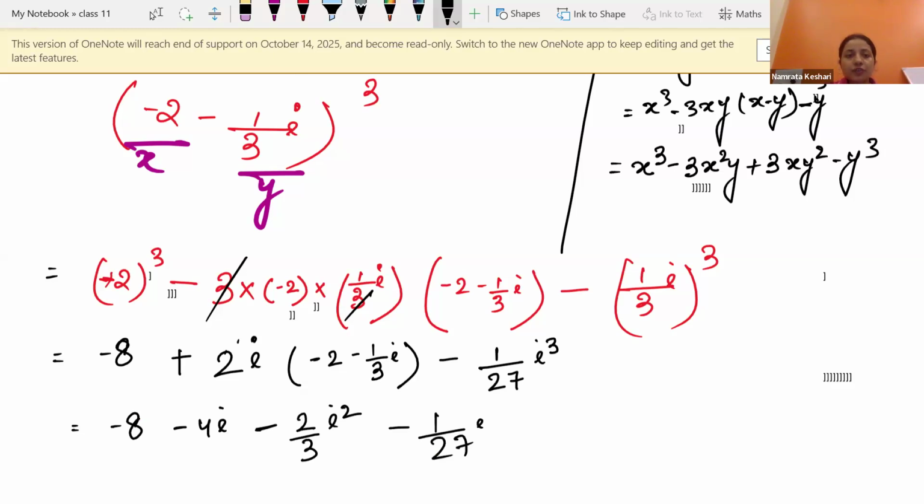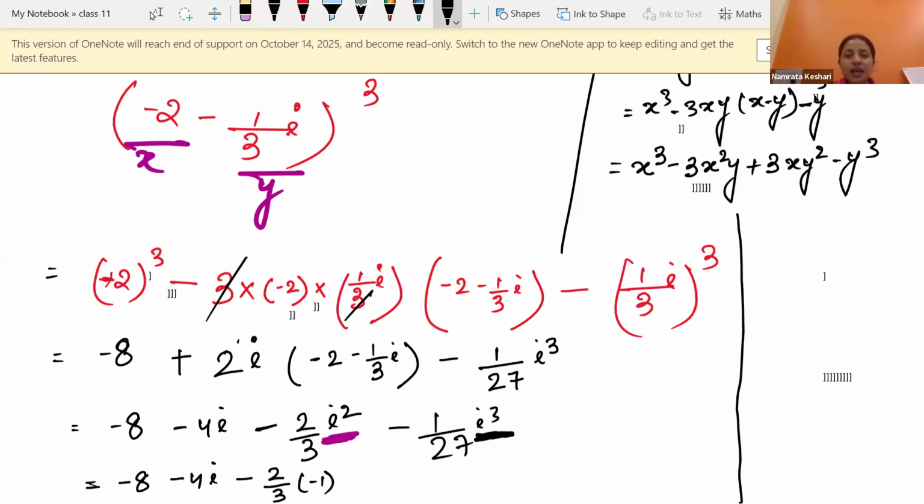Now wherever you see i square, you just need to put the value minus 1. The i you are not going to disturb. So minus 8 minus 4i minus i square, where I am going to drop the value as minus 1. And what about this i cube? That also we are going to substitute. I am showing you again, for anyone who doesn't know what is i cube and how to find i cube.